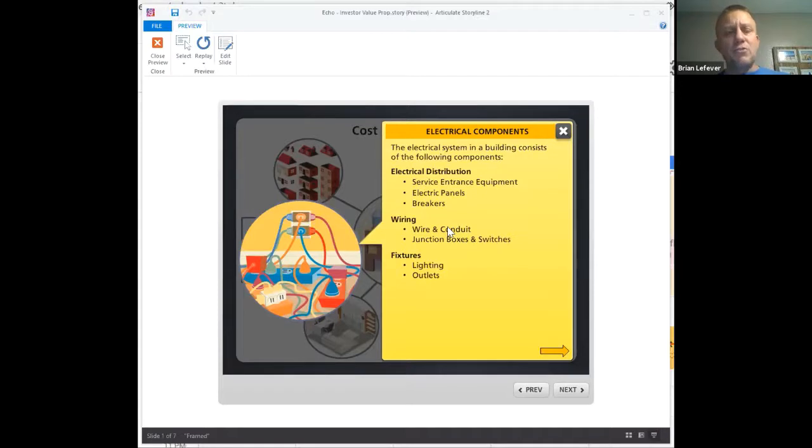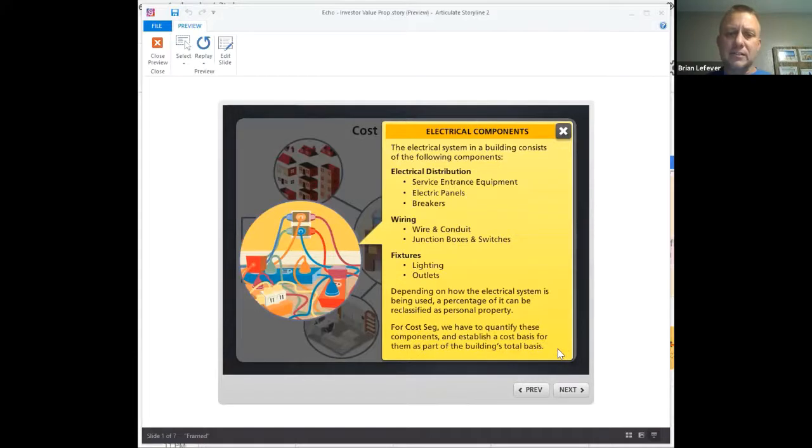theoretically, and it's intuitive to say, well, the electrical system's part of the building, so it should stay with the building, but the law over the years says, well, not all of it. And if we can accelerate the depreciation, I'll show you here in a second how that puts money in your pocket. So depending on how the electricity is being used determines how we reclassify the EDS. Right, so for cost seg, we have to add it all up, we determine how the power is being used, and we carve it all out.